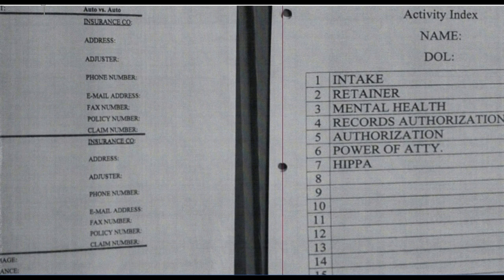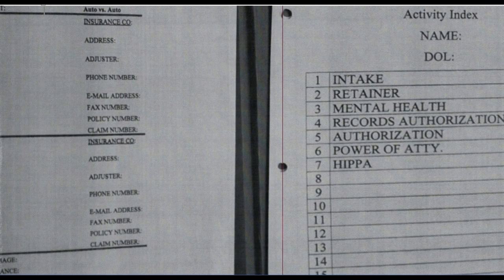Then underneath that, you're going to have the third party information, which is the adverse party, the insurance company's name, address, adjuster, phone number, email address, fax number, policy number, claim number. Underneath, you're going to have a space to put the damages of the vehicle information and the doctor's information, and on your right side, there's a sheet called Activity Index.